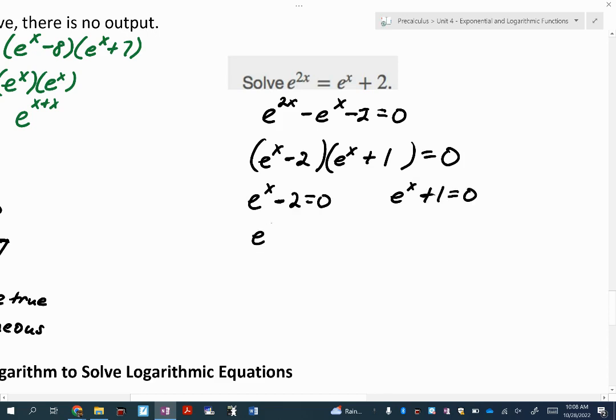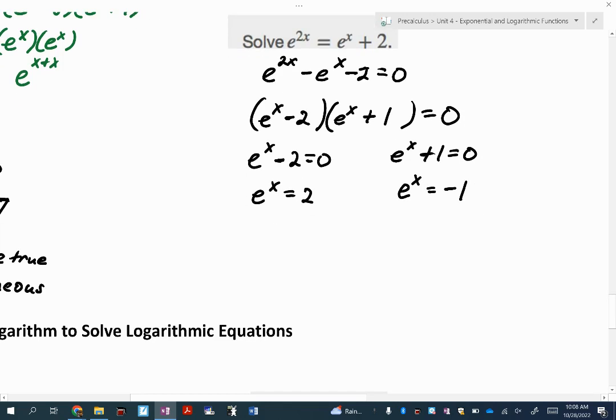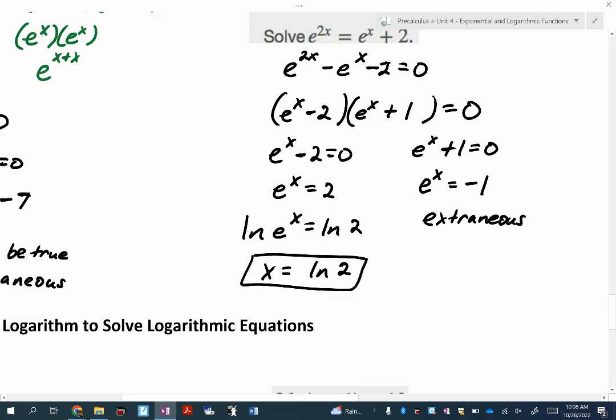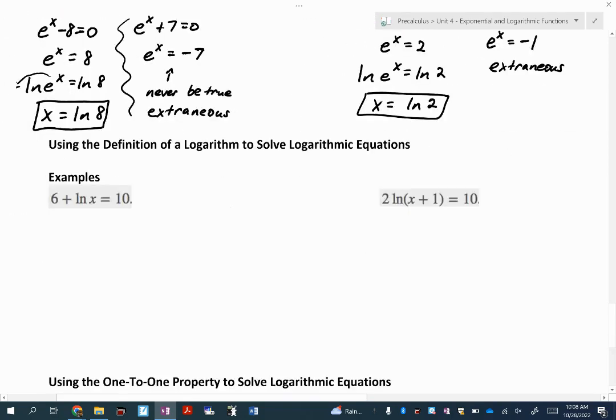All right, move the constants over, and you'll notice immediately this one on the right is going to give us an extraneous solution because there's no way that we could ever make an x value that, when it's the exponent of the base e, would ever give you a negative. So this would end up being extraneous. All right, so I focus on this one. The natural log of e to the power of x equals the natural log of 2, so x equals the natural log of 2. All right, now let's move into the last thing and then we'll be done.